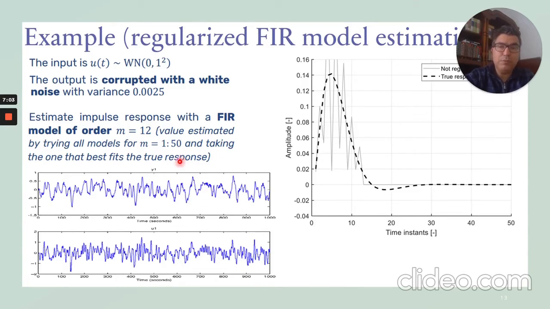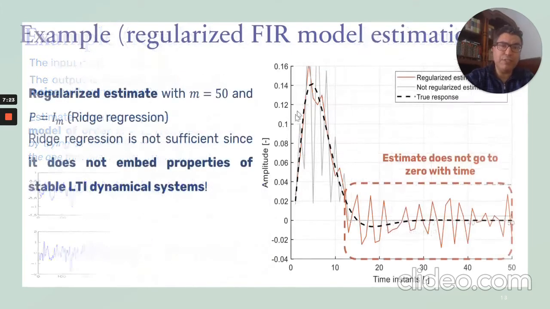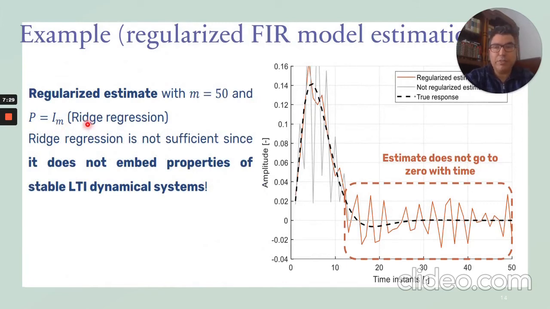Then we do least squares and we get this estimation, the gray curve, and we can see it's not doing a good job, but this is the best we can get with order 12 using cross validation. Now, if we use this matrix P as just the identity, like regression, then the brown curve looks like it's doing a better job, but the problem is it is not following the behavior of the impulse response. It's not stable, so this is still not a good approximation or estimation of this function.